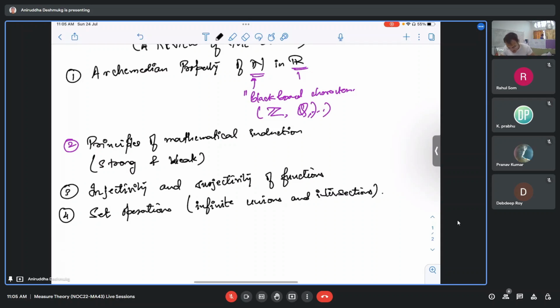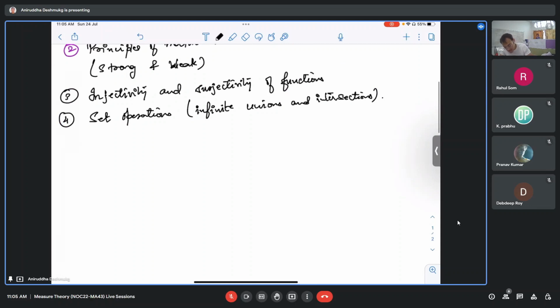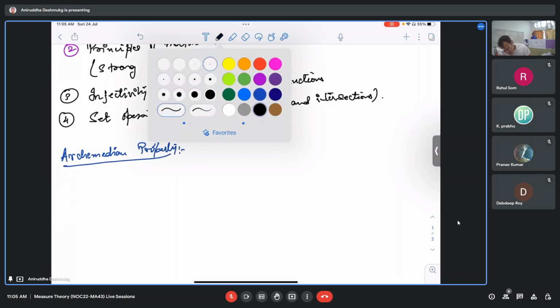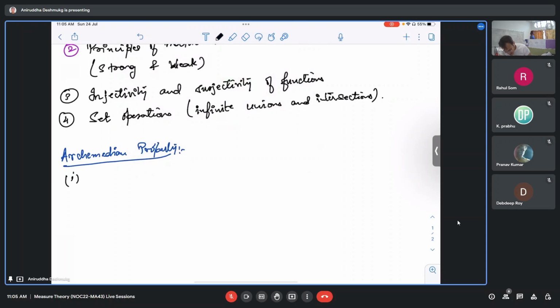So okay, let us begin. What does the Archimedean property tell us? It says that the set of natural numbers is unbounded in R. Again, this also has two equivalent statements. One simply states that N is unbounded in R.